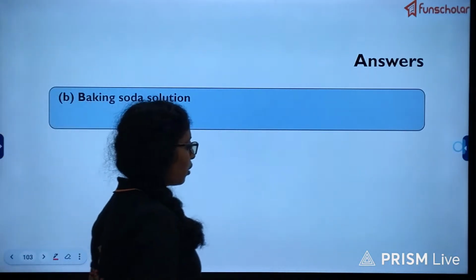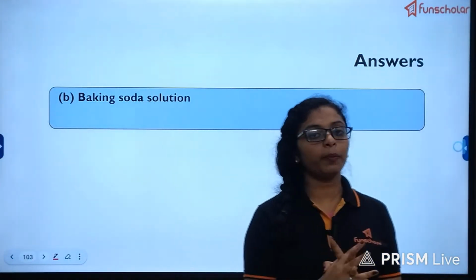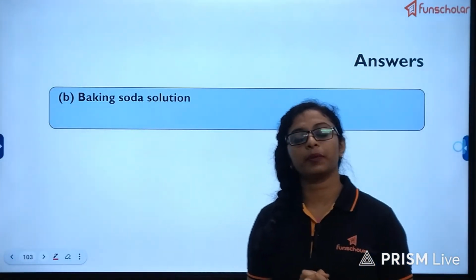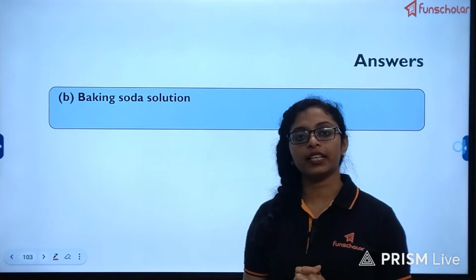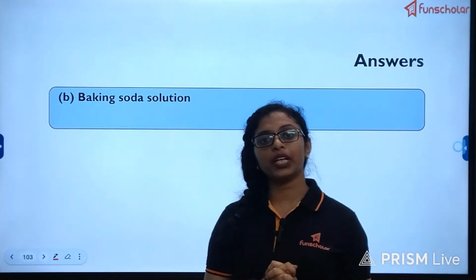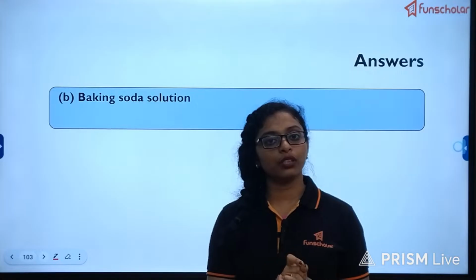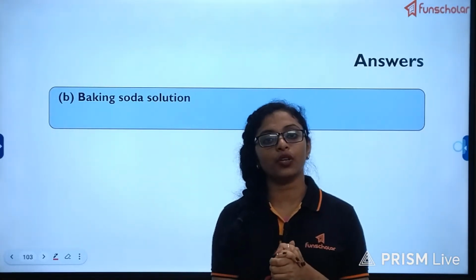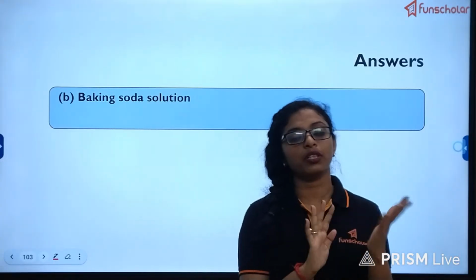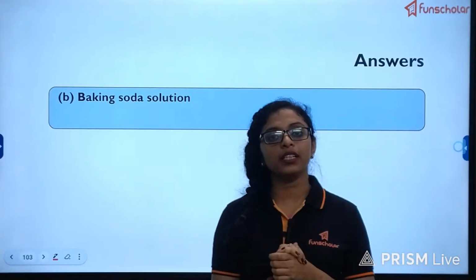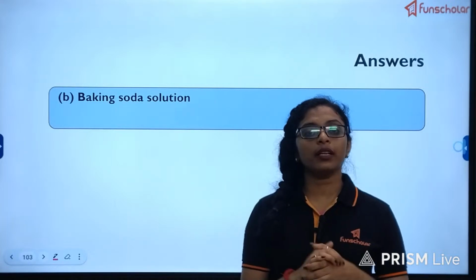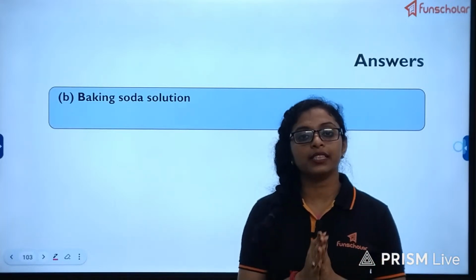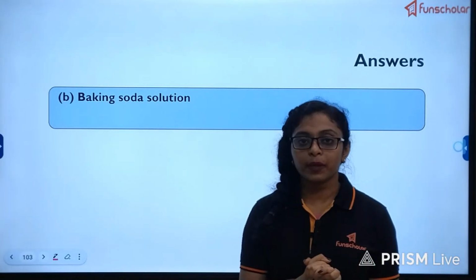Other than these, we have only one topic left from this chapter, which is indicators, right? We have already learned that indicators are dyes which indicate whether the substance we are talking about falls under the basic or acid group. There are different types of indicators that we will be discussing in our upcoming lecture.